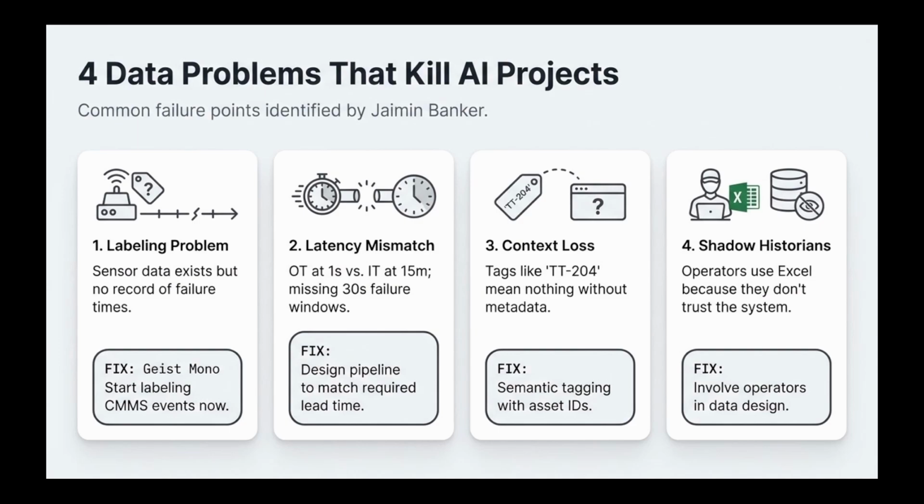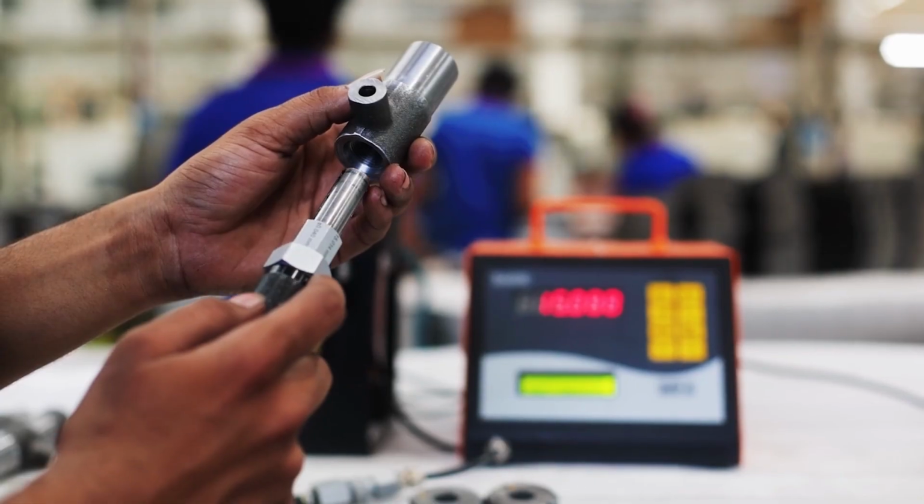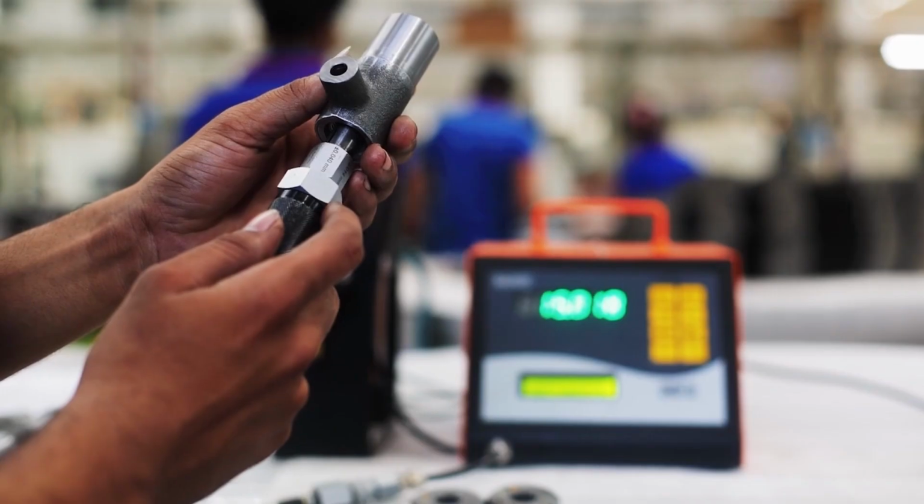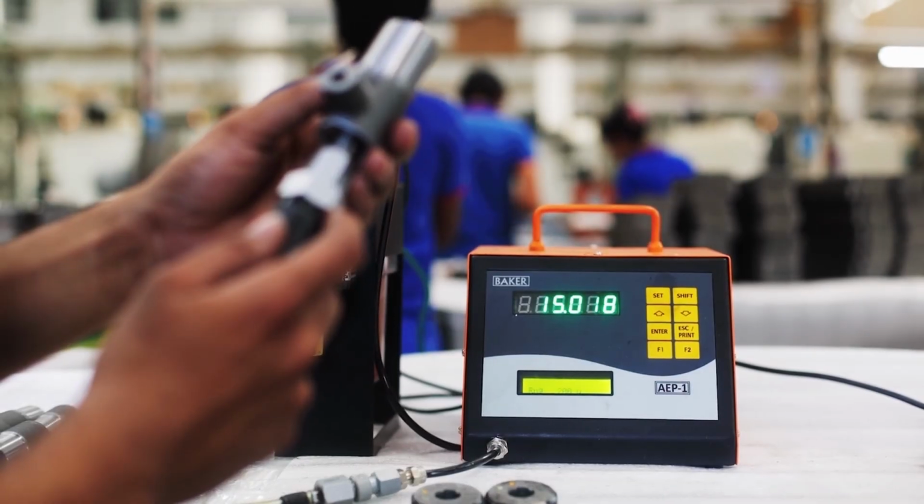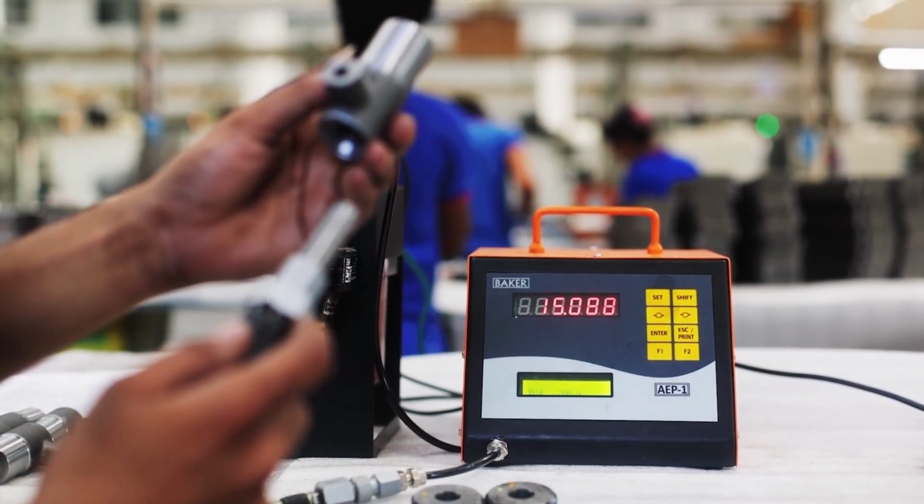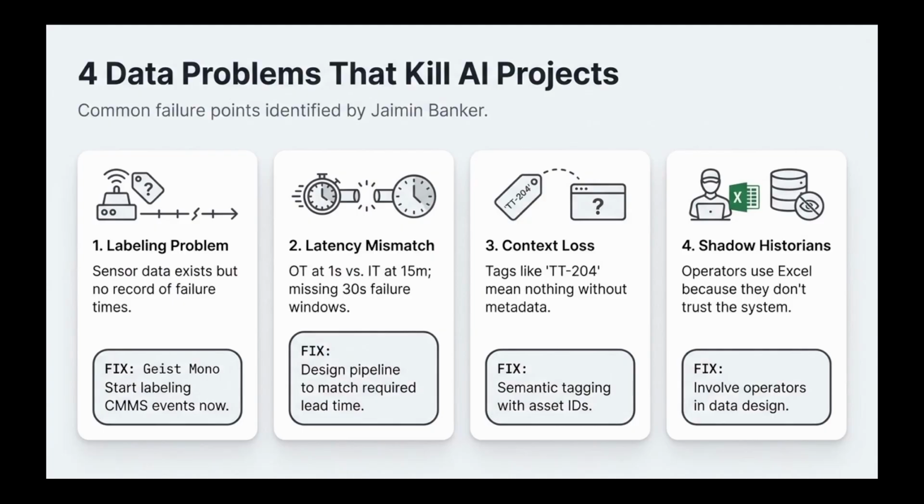Then comes problem 2, which is latency mismatch. Your OT systems capture data every second. Your analytics platform processes data every 15 minutes. So you see the mismatch. The failure precursor window, the specific pattern of sensor readings that appears just before a failure event, might be 30 seconds long. By the time your analytics platform runs it in the next batch, that window is gone.